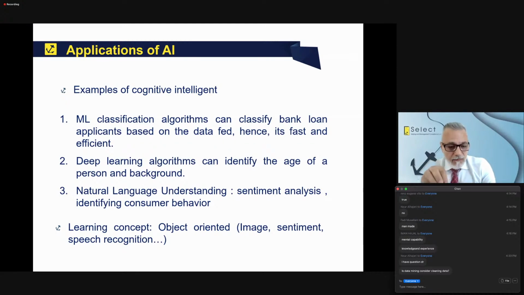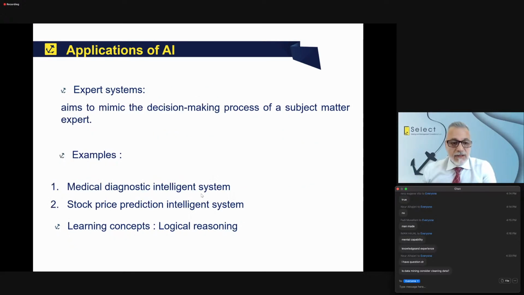So mainly the main focus of this is object-oriented: image, language, linguistics, speech recognition. So mainly this is where we feel everything is there. It's about this. So this is where Python is used in this area.